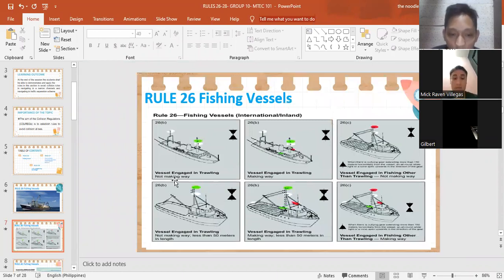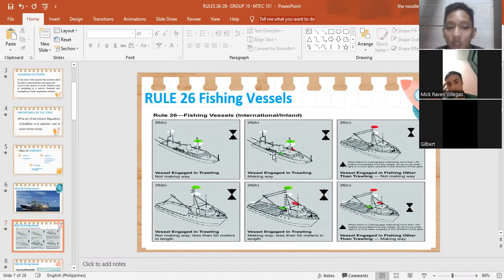The first picture is a vessel engaged in trawling. Trawling is part of fishing wherein we throw our nets through the water and pull them back. This one is a vessel engaged in trawling, not making way. Its lights are a green light above a white light, and its stern light, which is also white. In daylight we can see the shape with the apex upward.